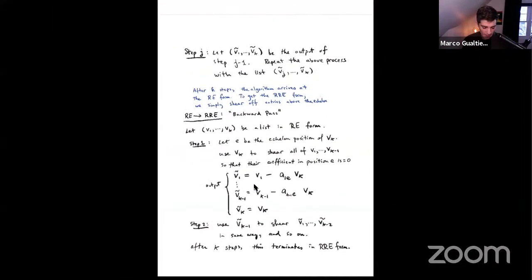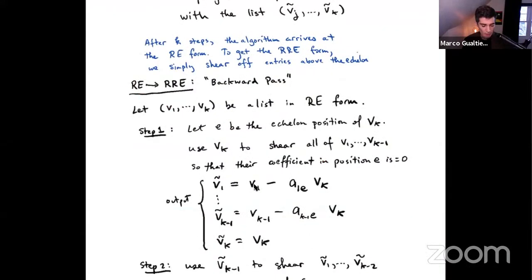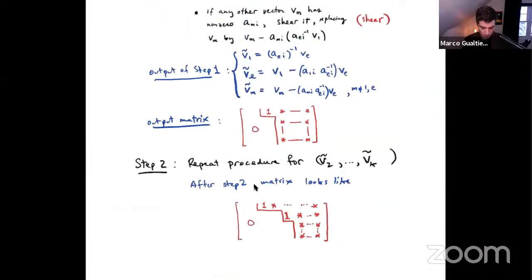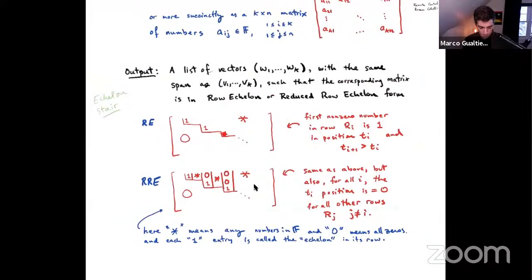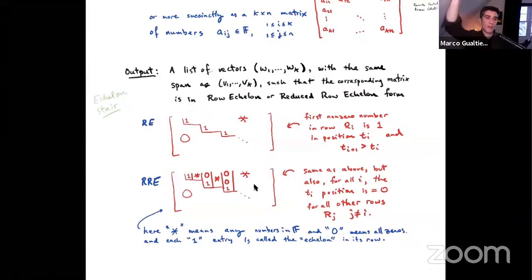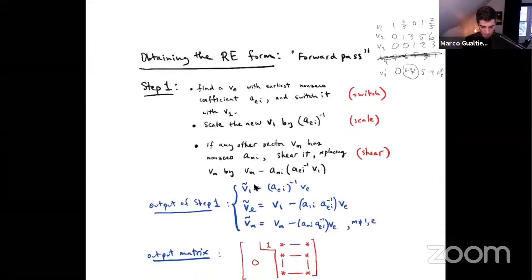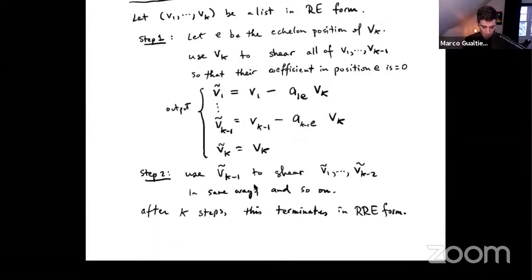So that's what I mean here by going from row echelon to reduced row echelon, which is called the backward pass. And the way that it works is that you look at this and then you start from the last echelon. You use the last echelon, let's say this one, to clear everything above it using shears. And then you use this echelon to clear everything above it, and you move back to the first echelon. So it's called the backward pass because you start at the bottom of the matrix and you make replacements of the vectors above it.